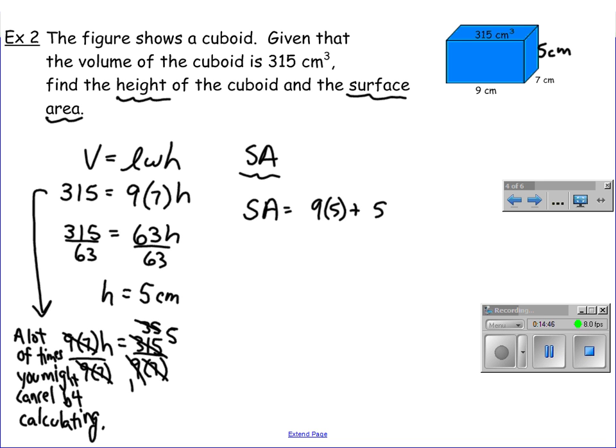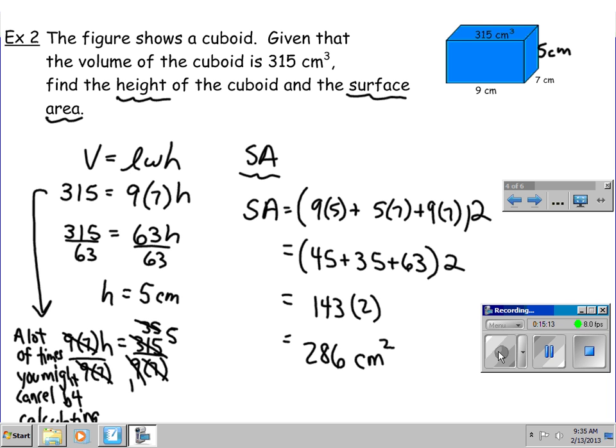Good. And what about the top of the box? Top of the box. 9 times 5. Good. And what else do I gotta do here? Tony? 2, because there's 2 of each of those faces. All right, go ahead and do the math quick. All right, so after doing the calculations and getting everything right, we made a mistake here. It's 9 times 7. Simplifying, we get 286 square centimeters for the surface area of our box.